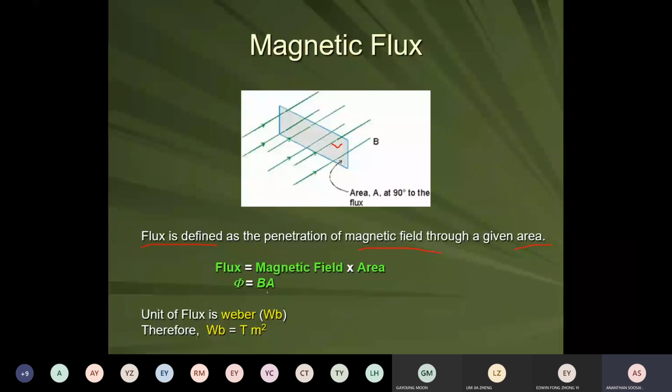B is magnetic field strength. What is the unit for B? Of course, B is Tesla, and A is meter squared. So the flux unit becomes Tesla meter squared, which has a special name, Weber. The unit of flux is Weber or Tesla meter squared. They normally use Weber. Okay, this is magnetic flux.